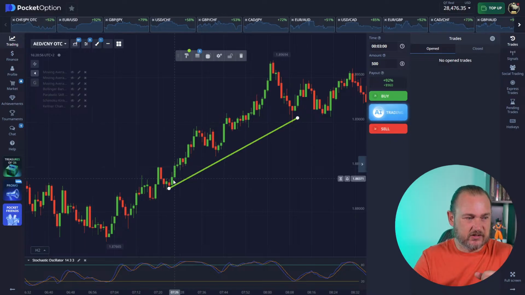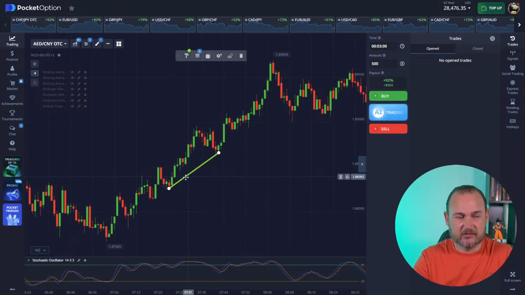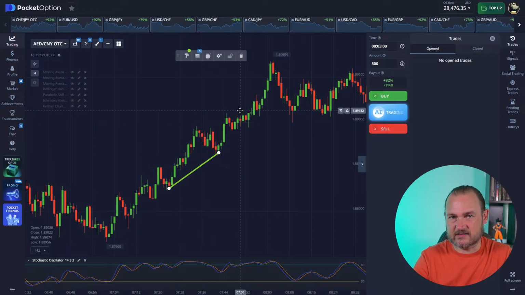If we look at these two lows, this is clearly a bullish trend. We can see that this last low here is much higher than this low here. We can see also that price is making higher highs as it's going along.